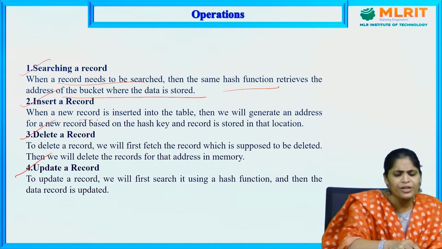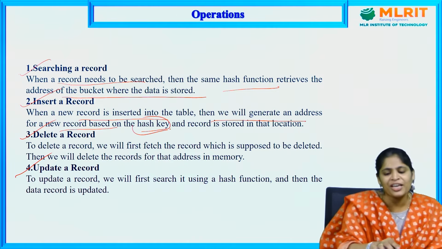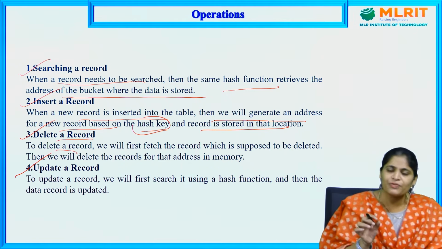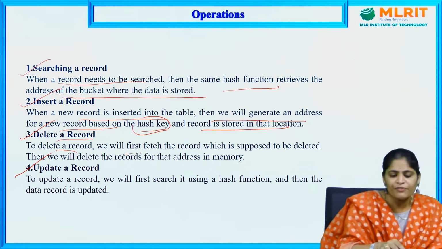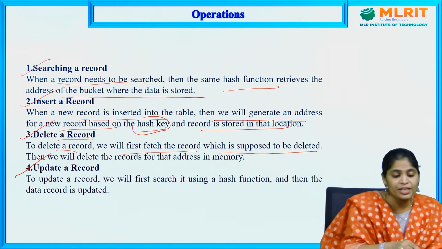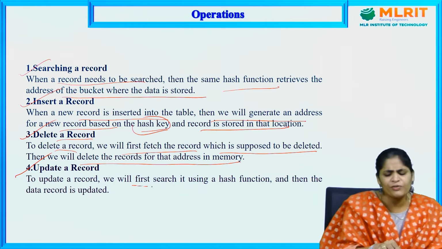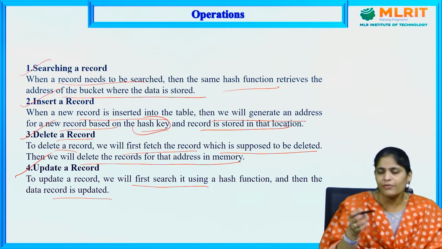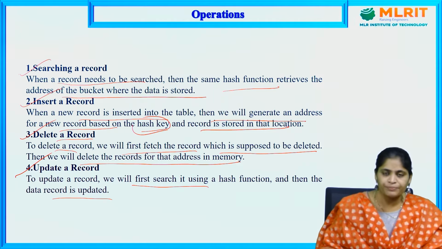How to insert? When a new record is inserted into a table, we generate an address for the new record based on the hash key, and the record is stored in that particular location. To delete a record, we go to the particular address, fetch the record which is supposed to be deleted, and then delete the record at that address in the memory. To update a record, we first search for it using the hash function, and then the data is updated. First of all, we search whether it is available, and if it is available, we can update or delete. These are the operations that we deal with.